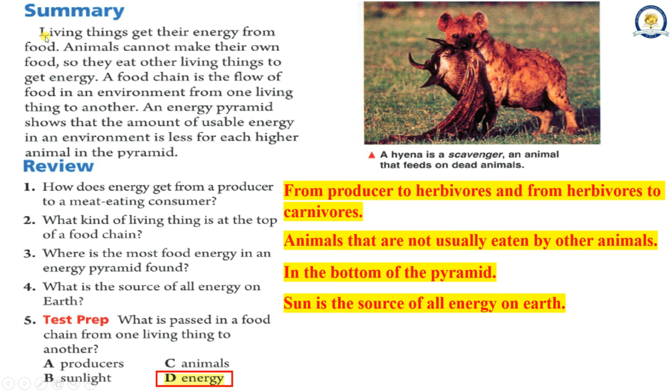Summary. Living things get their energy from food. Animals cannot make their own food, so they eat other living things to get energy. A food chain is the flow of food in an environment from one living thing to another. An energy pyramid shows that the amount of usable energy in an environment is less for each higher animal in the pyramid.